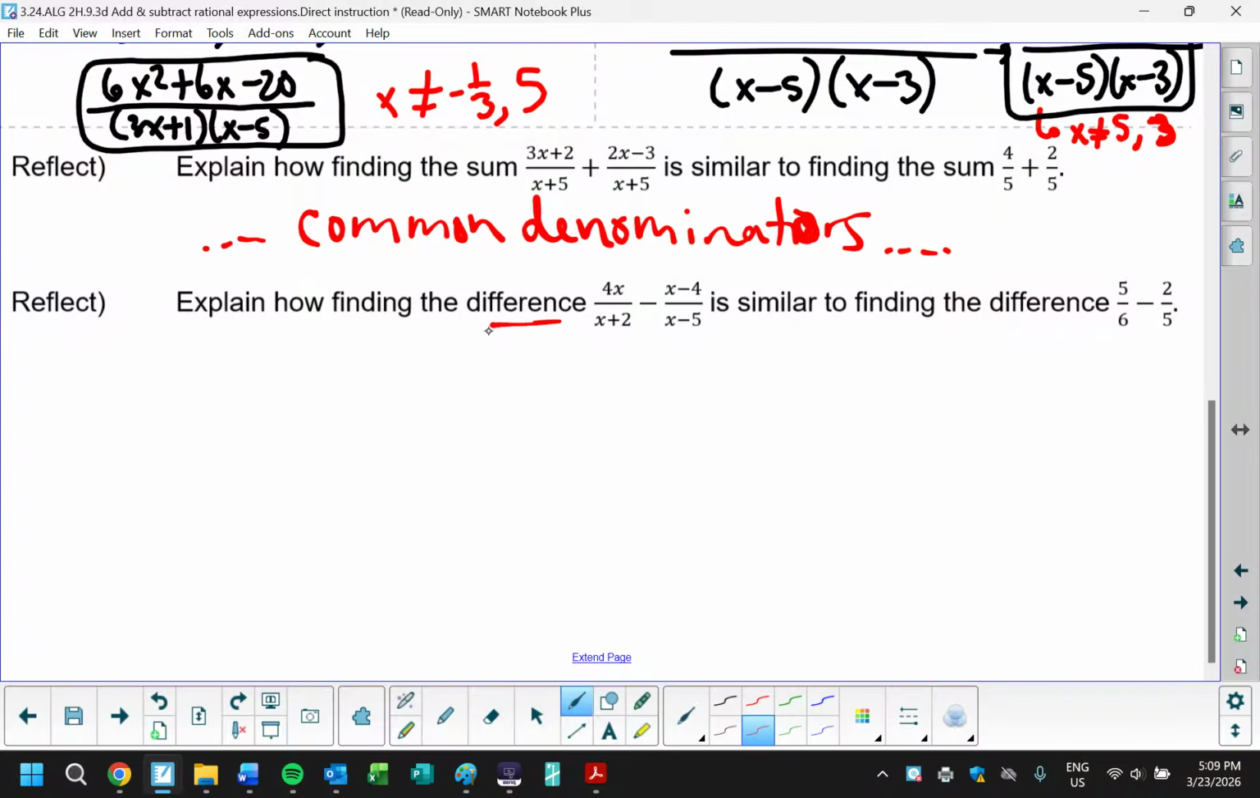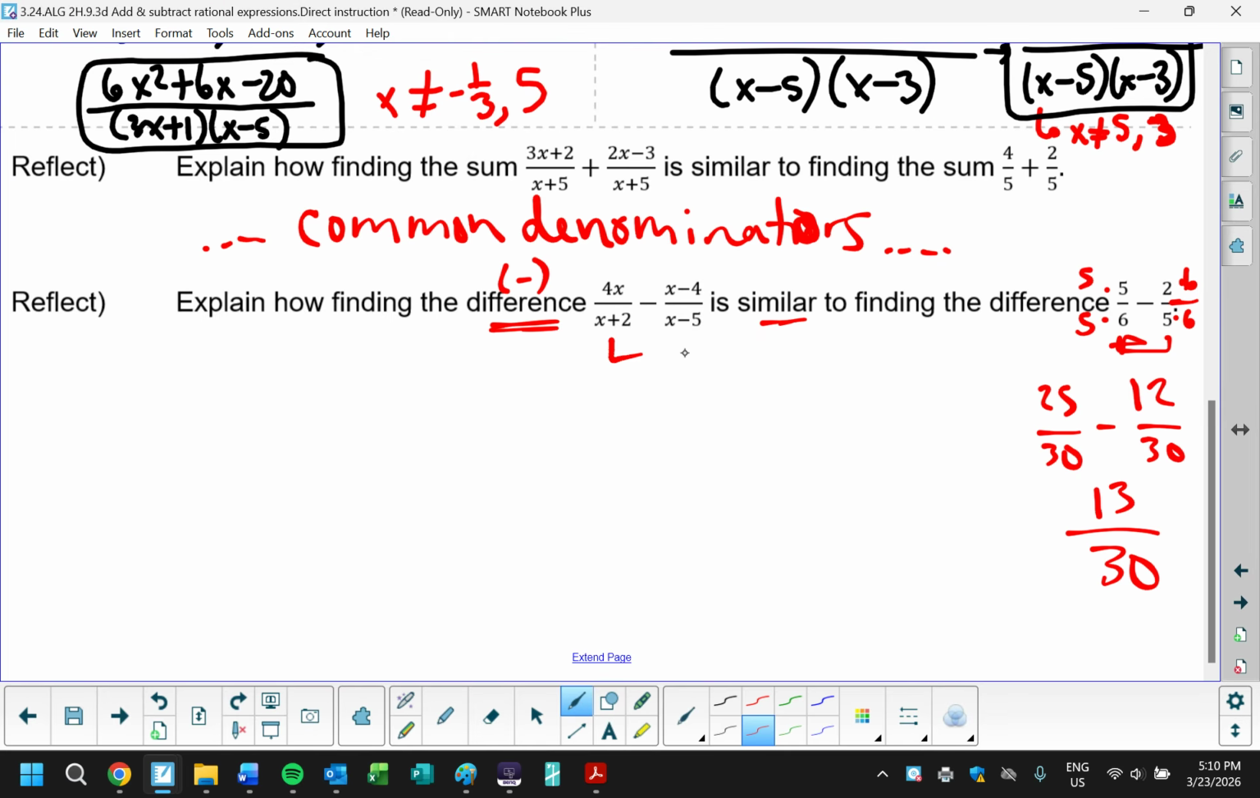When it comes to a difference, which of course is going to mean subtraction, how is it similar to finding this? Well, for this, we're going to need to get common denominators as well. But in this case, since they were different, you need to multiply numerator and numerator, denominator and denominator. In other words, make it equivalent, be fair, but now that you have common denominators, you can subtract. Folks, that is exactly what we're going to do with this.